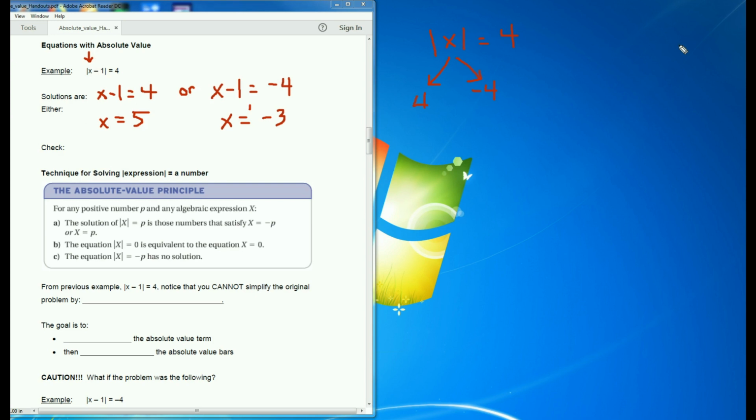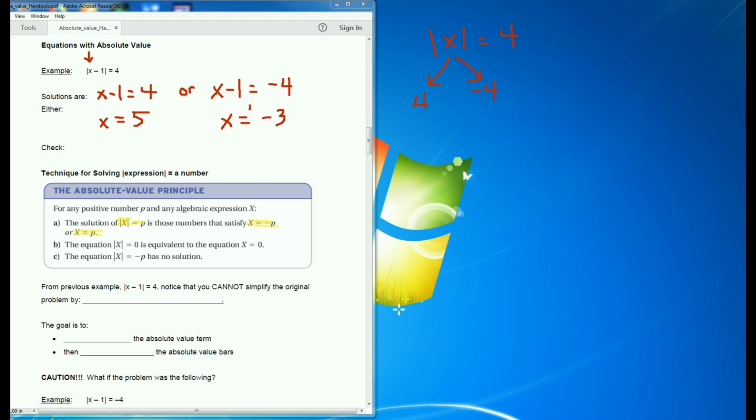So this is basically just summarizing what we just did, the technique for solving when you have absolute value of some stuff equals a number. Okay, so the solution of absolute value of stuff equals a number: it's either the stuff equals the positive number or the stuff equals the negative number. Okay.